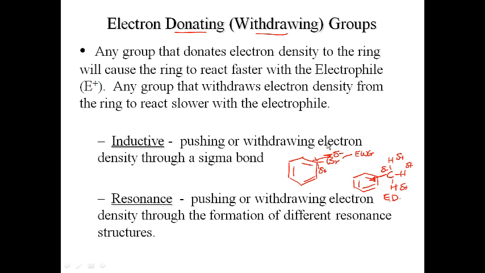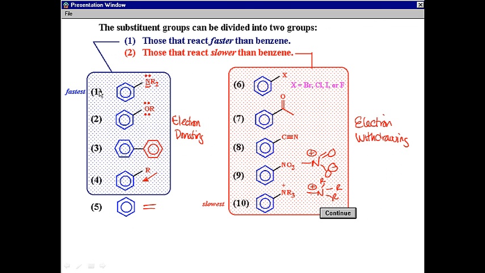Okay. Now in general, inductive effects are weak. And if we go back to this chart, here's our benzene. This is our baseline. Notice that the group that reacts just slightly faster than benzene uses induction to push electron density, to donate electron density to the ring. The group that's just below benzene has a halogen. It withdraws electron density by induction.